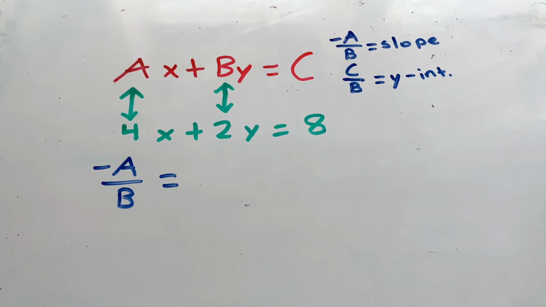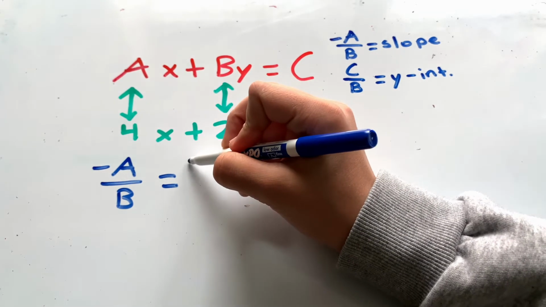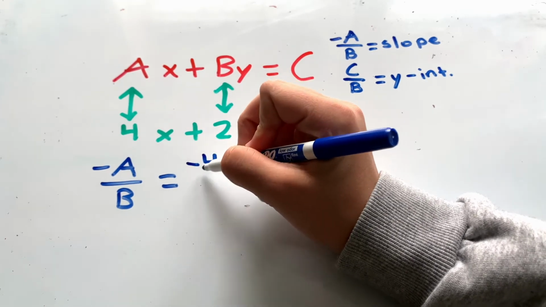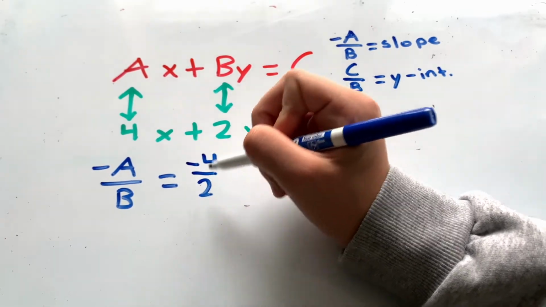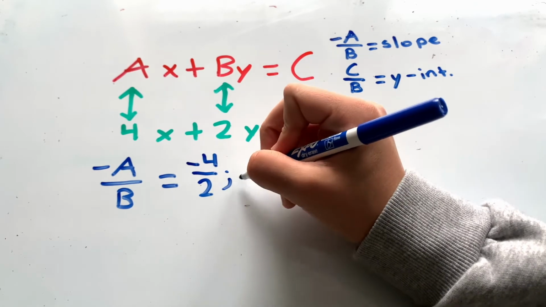The way you find the slope is by using the rule negative a over b. So we can use this equation right here, 4x plus 2y equals 8. With negative a over b, the slope would be, as you see, negative 4 over 2, which will come down to negative 2.